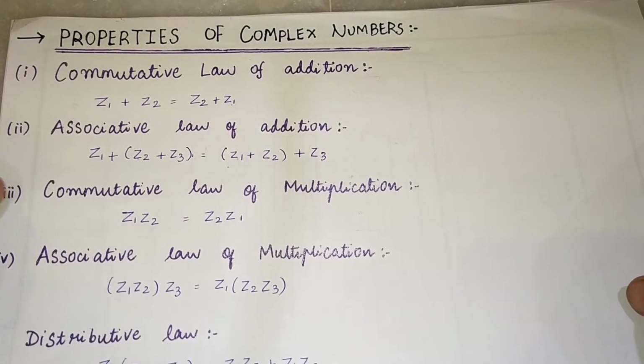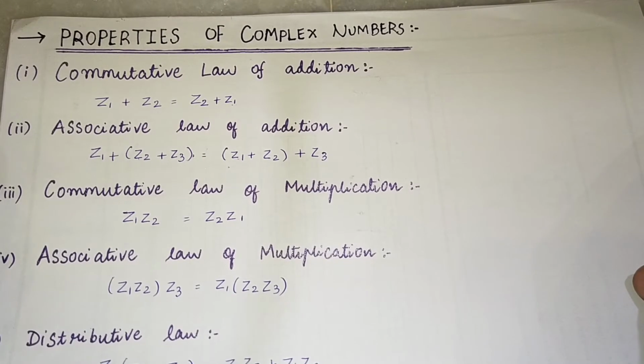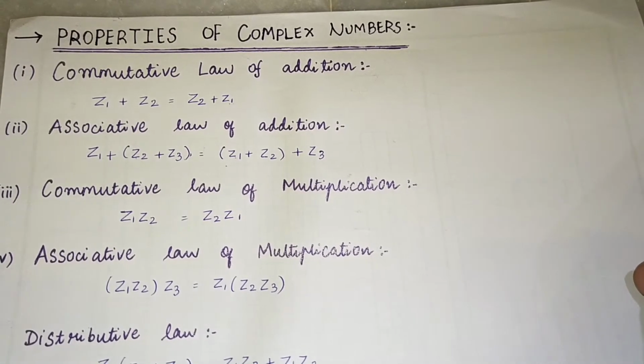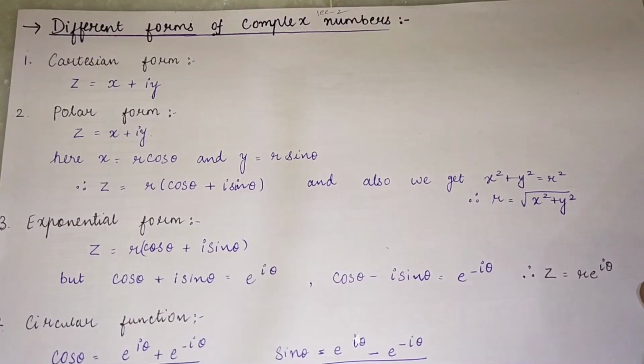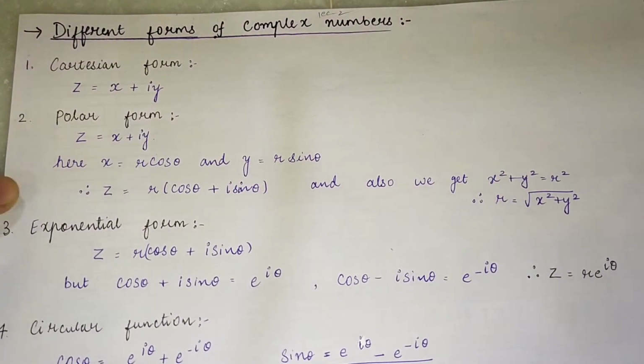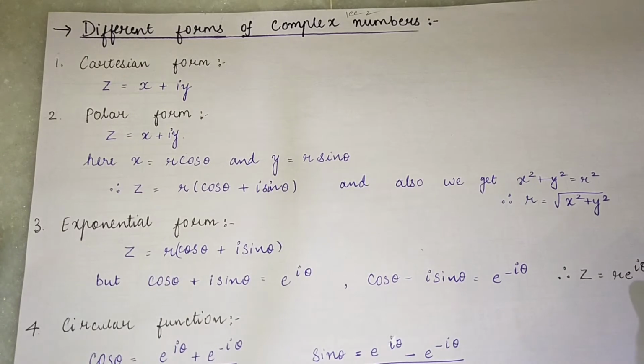Hello everyone. So in the previous lecture, we saw different properties of complex numbers, their results and different algebra of complex numbers. Okay, so now we will see different forms of complex numbers. There are different forms of complex numbers: Cartesian form, polar form, exponential form, etc.